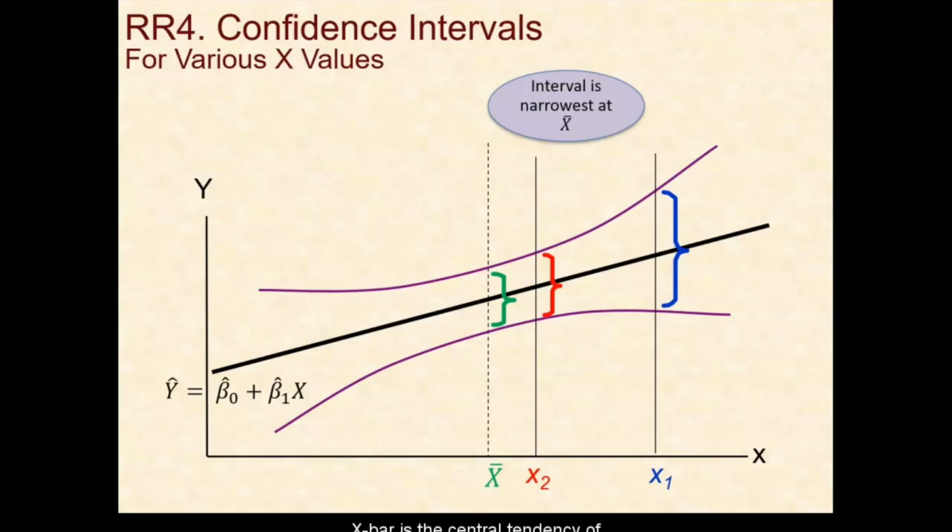And this should make some sense. X bar is the central tendency of the x values in our sample. When we are using the sample information to estimate around x bar, we have a lot of information about what's happening, both above and below x bar in our sample. We have a relatively good sense of what the relationship between x and y looks like around this central value x bar.